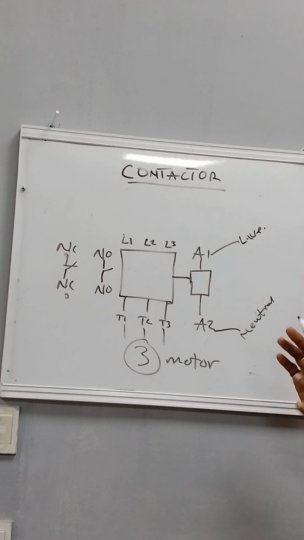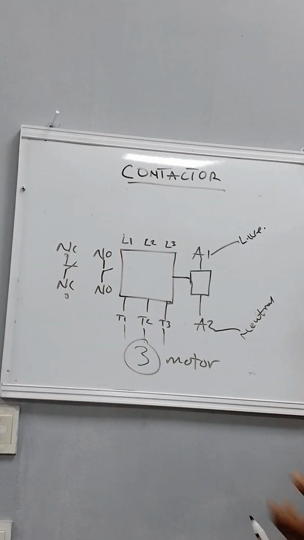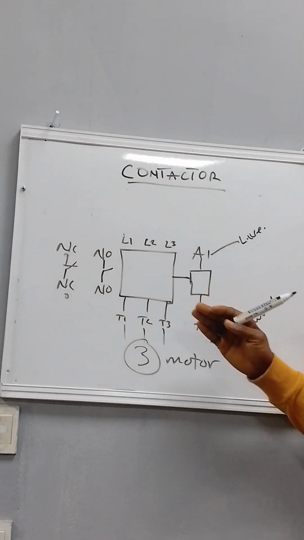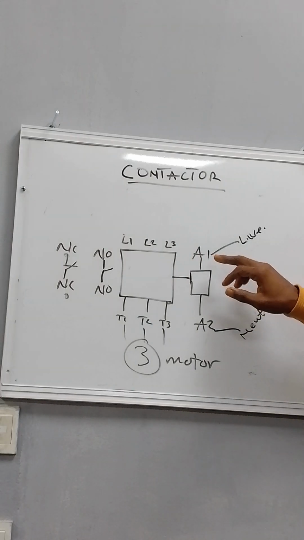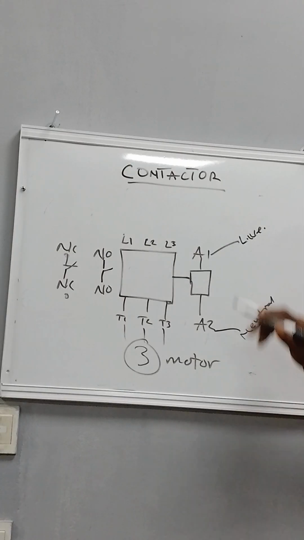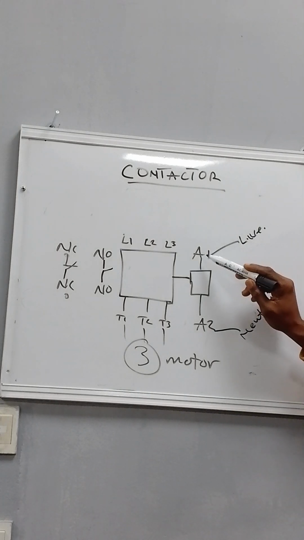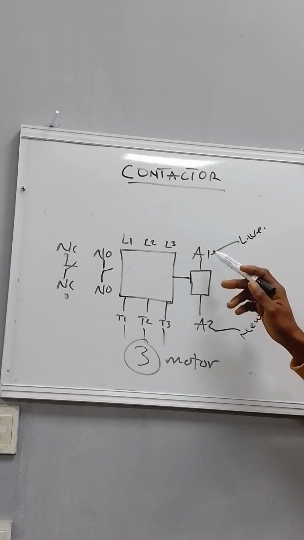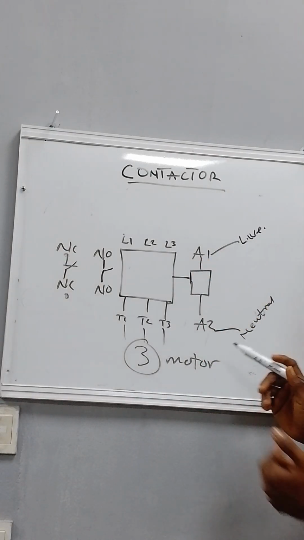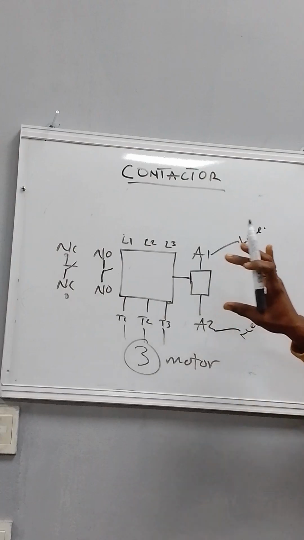So this is how the contactor works. Let me repeat myself. There is the power side, which represents L1, L2, L3, T1, T2, and T3, while the coil side in the contactor represents A1 and A2. In every contactor component, you will surely see your A1 and A2. The coil doesn't have polarity. You can connect your live wire on A1 and your neutral wire on A2.